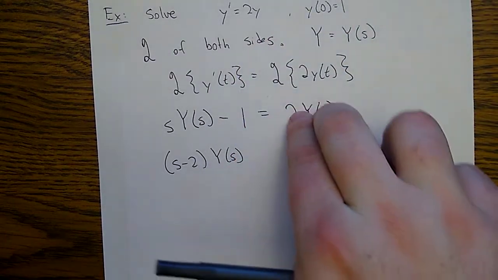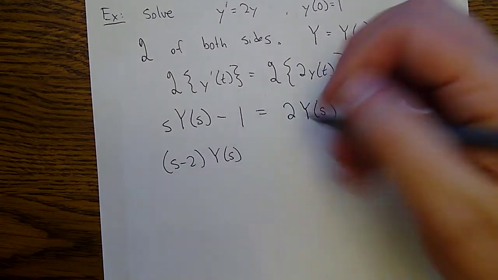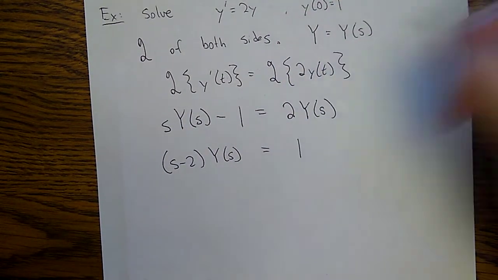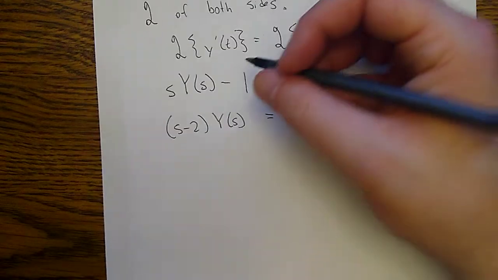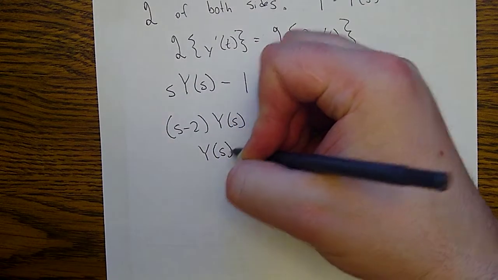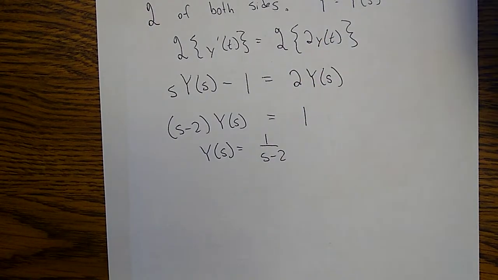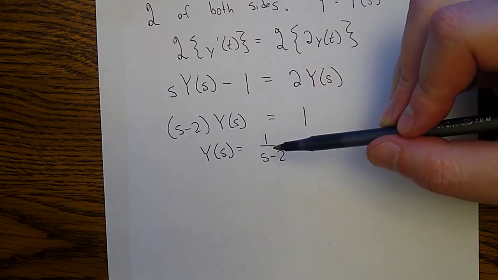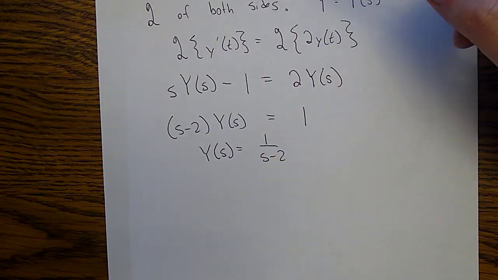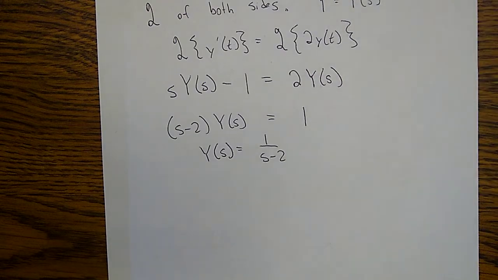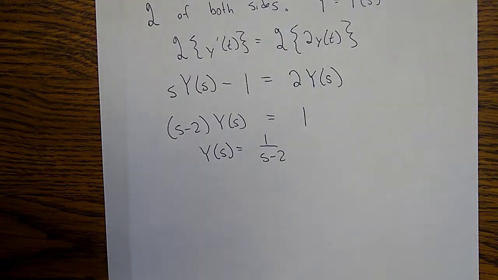And I'm getting all the y's on the left, and I'm going to factor y out of that. And on the right, all I have is this 1. And then I get capital Y of s is 1 over s minus 2. So this is the Laplace transform of my function y. Of course, the real problem was to find the original function, little y, so I'm not done. However, this is what we have inverse Laplace transforms for.